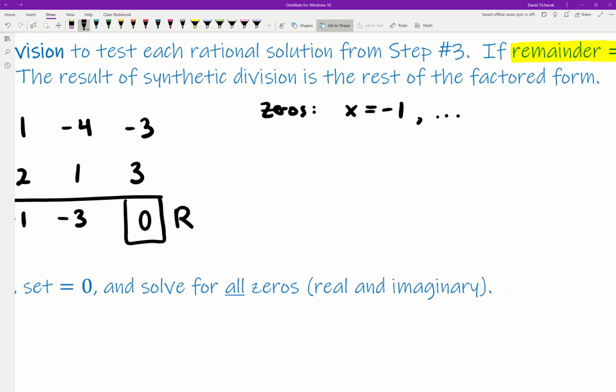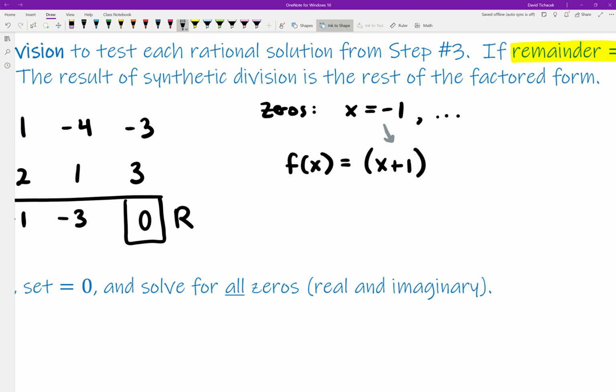There could be others. But where we pick up from here is we go ahead and write this out in its factored form, because if I know that -1 is a 0 of my polynomial, that corresponds to an algebraic factor that looks like x plus 1, okay?